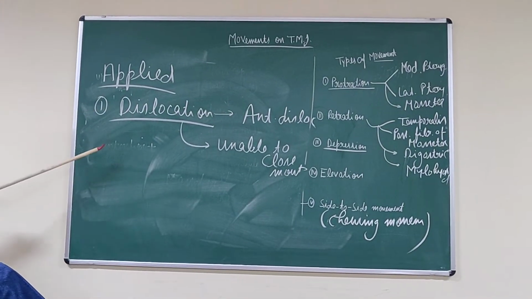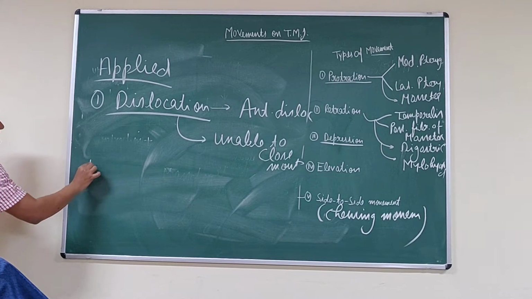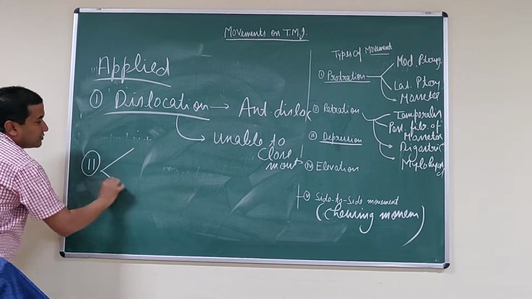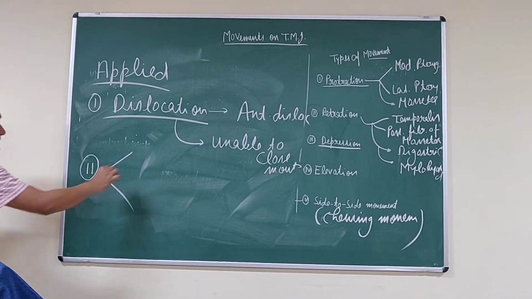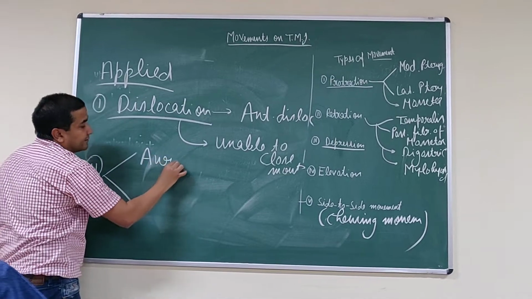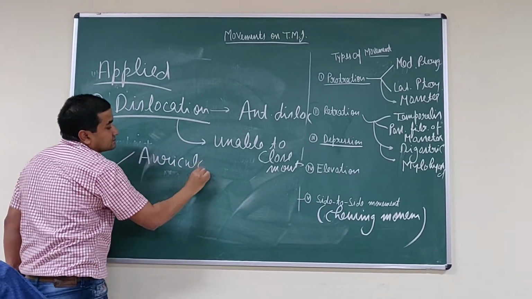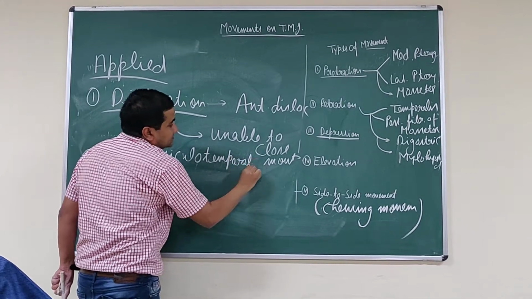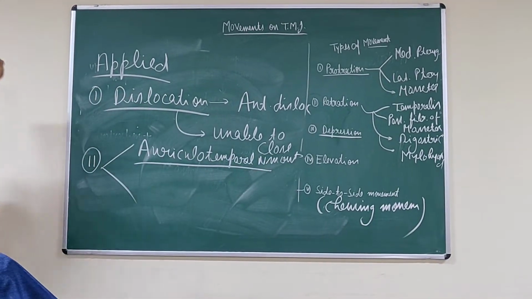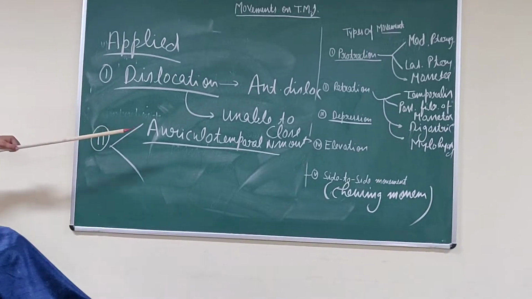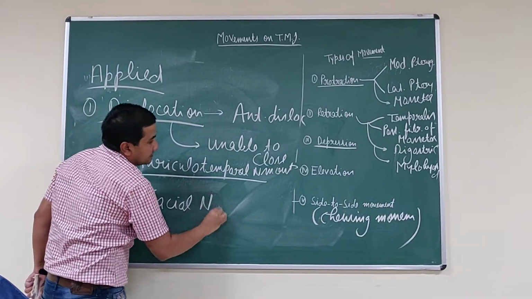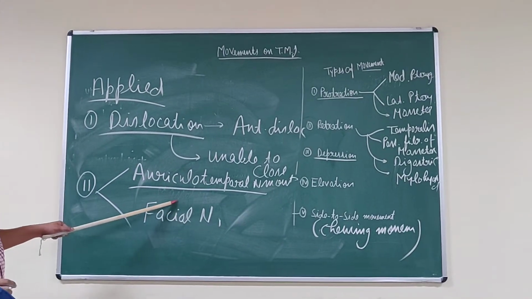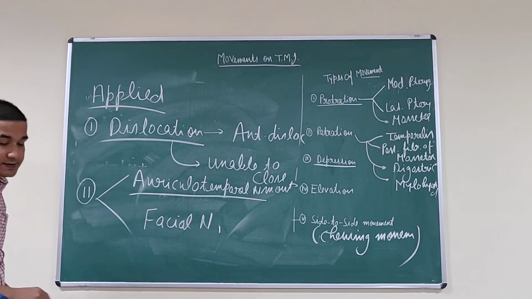Now at the temporomandibular joints, there are two important nerve relations. We have to care about these two nerves. One is the auriculotemporal nerve. This is the important nerve, and it is closely related with the temporomandibular joints.